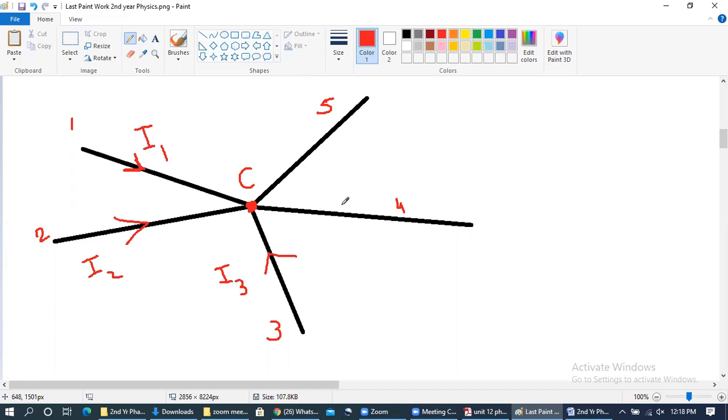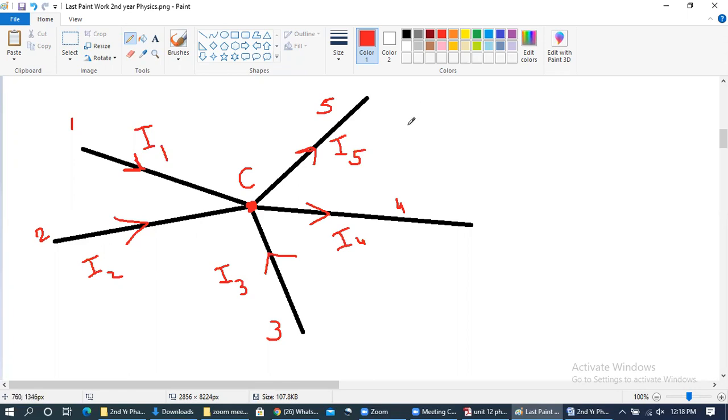For the fourth wire, the current I4 is leaving the system. And the fifth current, I5, is also leaving. I have made the directions here. Arrows are indicating the directions of the currents.